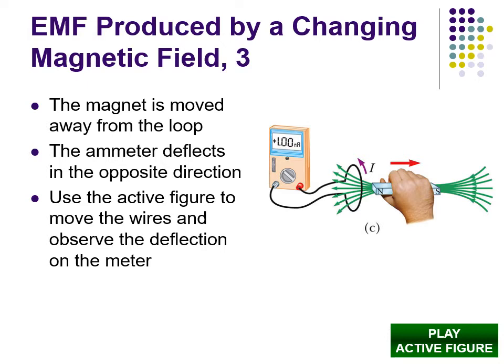It should also be noted that this is only a temporary thing, so you can't keep pulling the thing away forever and keep a current. Eventually, there's so little field that it won't matter anymore, right? So this is only a temporary thing. This isn't a permanent thing. If you want it to be permanent, you have to move it back and forth constantly.